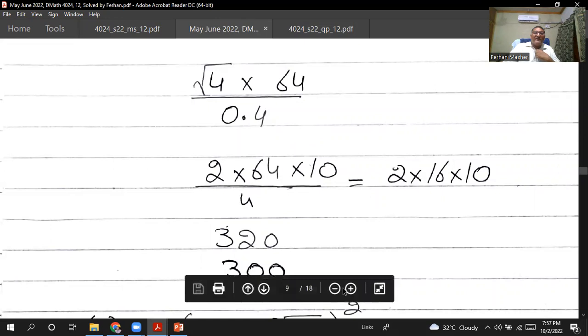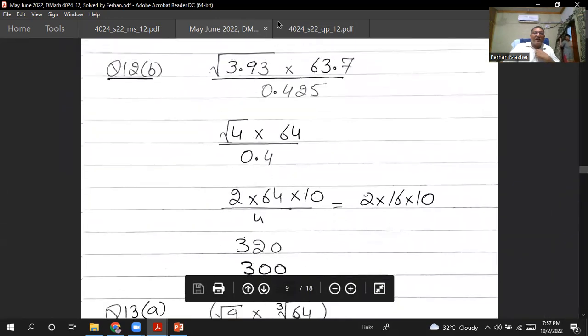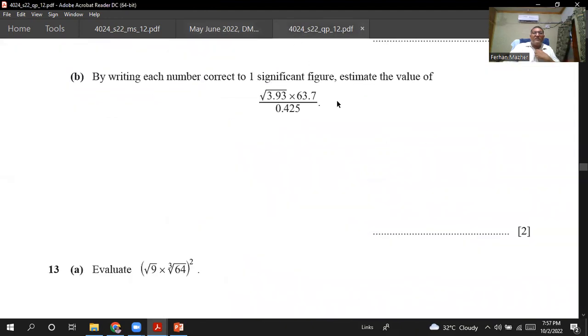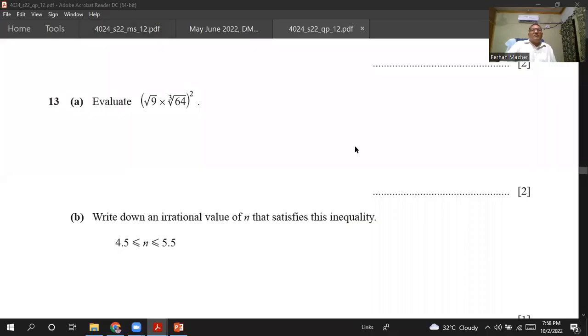So hopefully you can see this question. The whole question is now showing up on your screen. And this is how you do question number 12B part. Okay, so question number 13 is coming up on your screen.